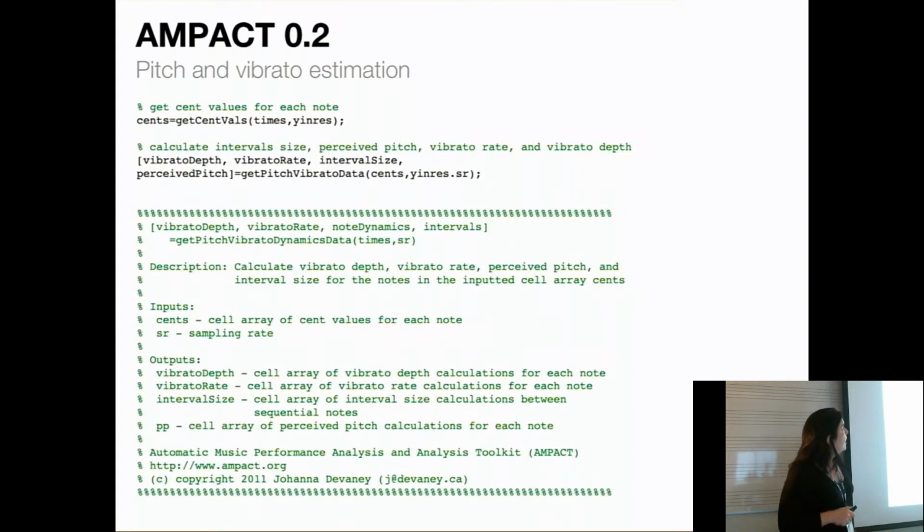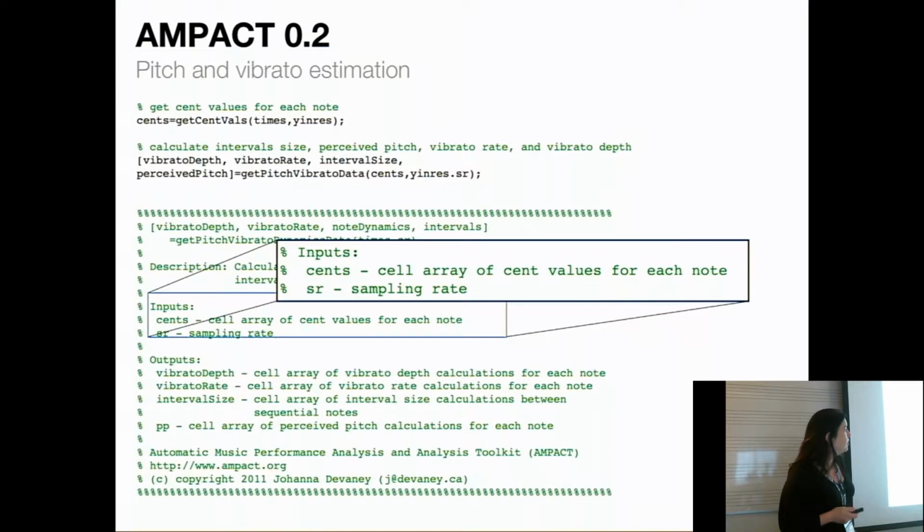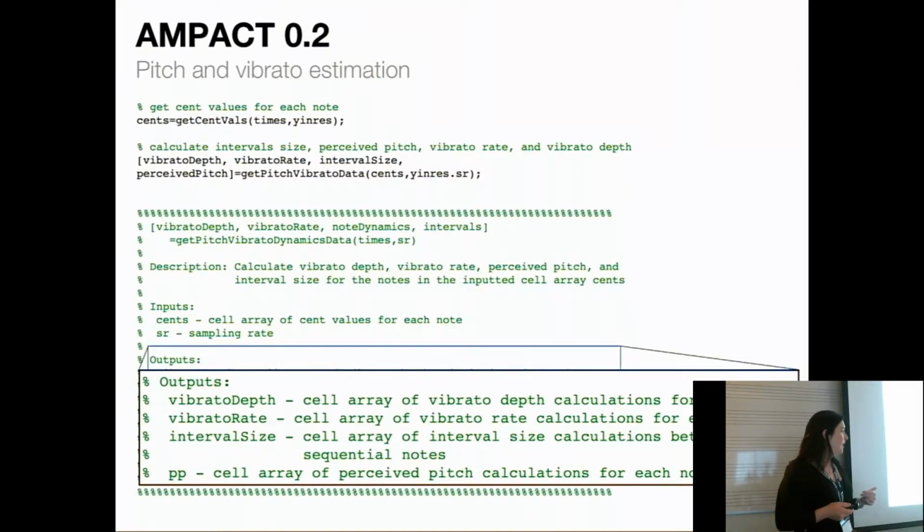So this is the code for doing that. So there's the function called getCentValues, which gets you the cent values for each note. There's the calculations for getting the pitch and the vibrato data, and so you just input the cell array of the cent values for each note along with the sampling rate, and then it gives you the estimates for each note for the depth, for the rate, for the interval size, which is the difference in perceived pitch between sequential notes, and then also the perceived pitch for each of those notes.